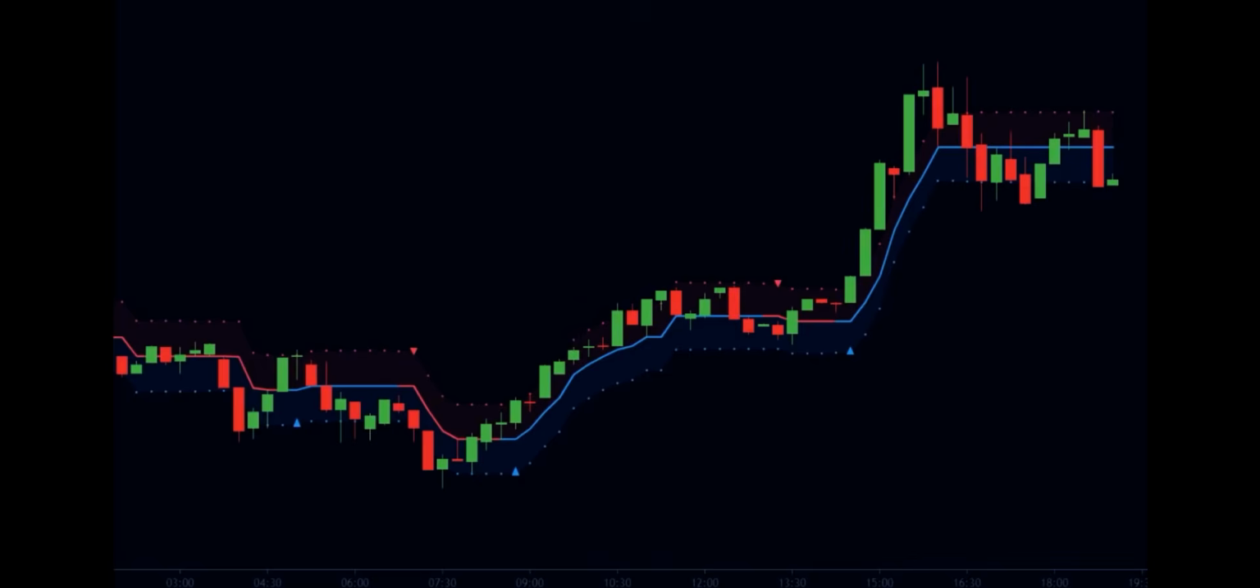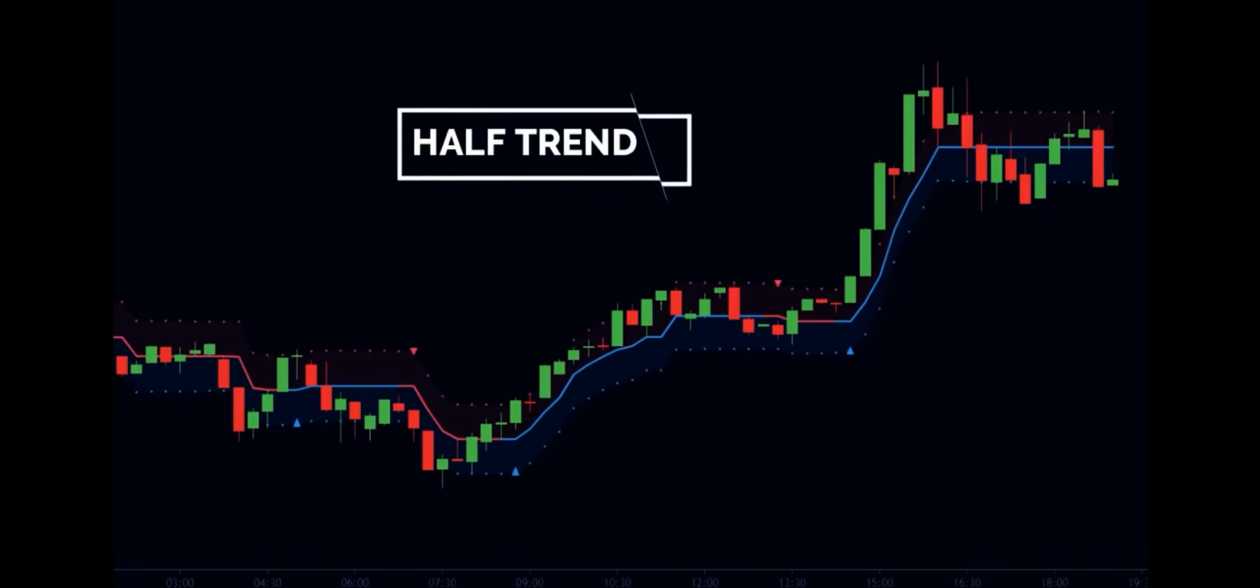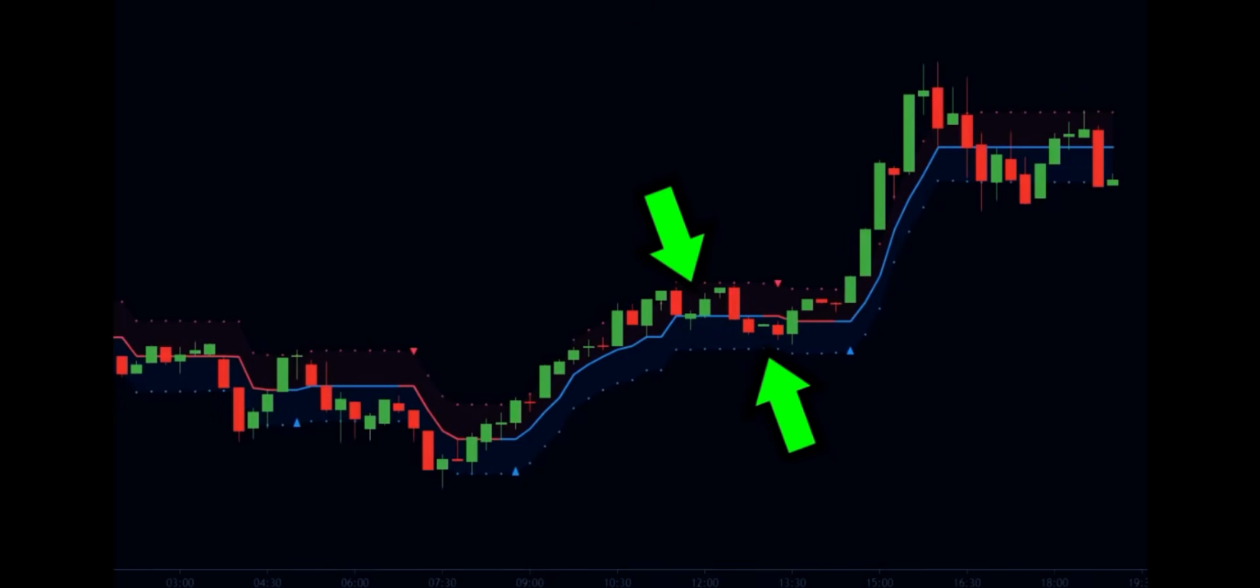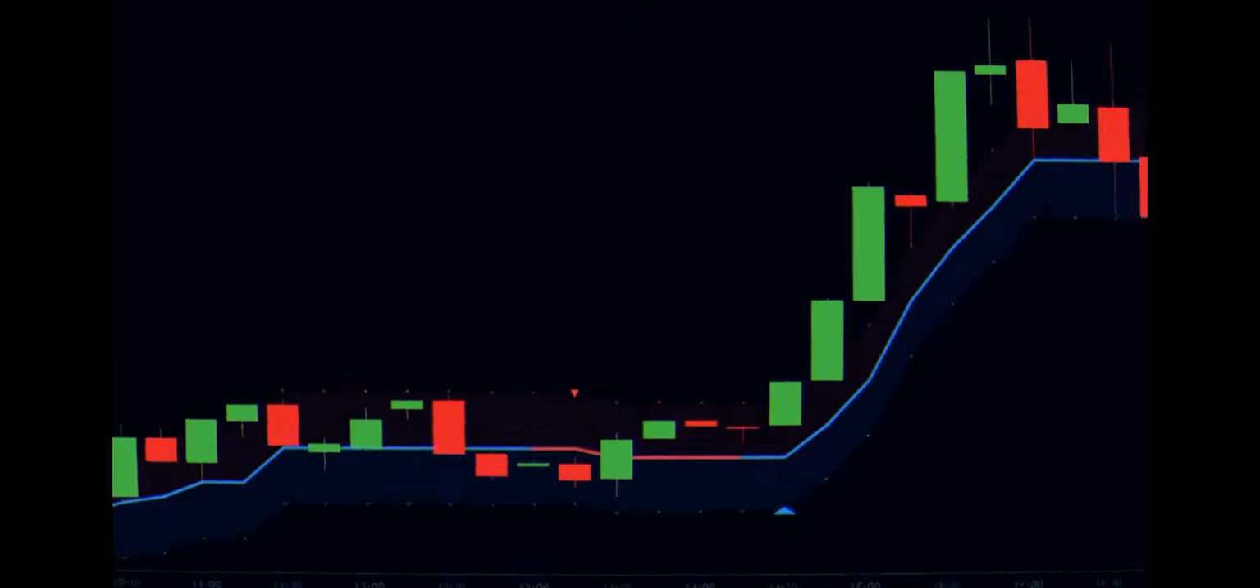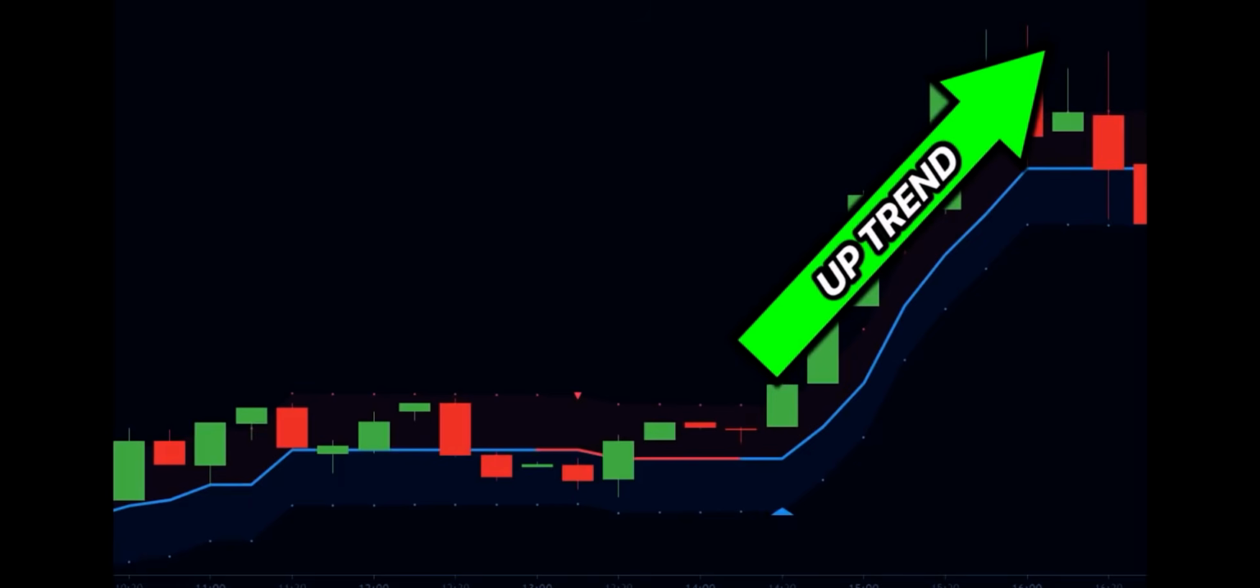On the indicator we can see that there are three lines. The central line is the actual HalfTrend indicator. The upper and the lower lines are nothing but two ATR bands that are placed above and below the indicator. When the price closes above the upper band for 2 to 3 candles, the central line will turn blue and a small blue arrow will appear below the HalfTrend. This indicates that the price is in a short-term uptrend.